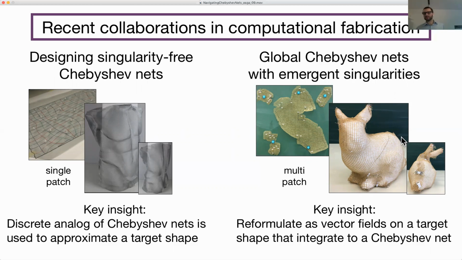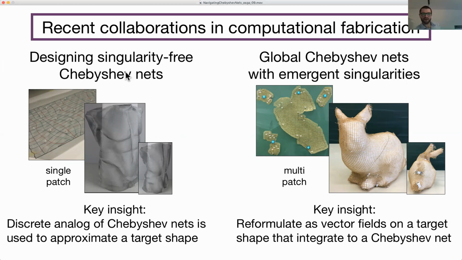And then the second thing that I'll talk about here is a very recent project from the end of 2019, where we tried to understand, okay, we know that in reality, you probably have to have singularities. Is it possible to actually allow only certain types of singularities and therefore still make something fabricatable? And that required a whole reformulation of the problem.